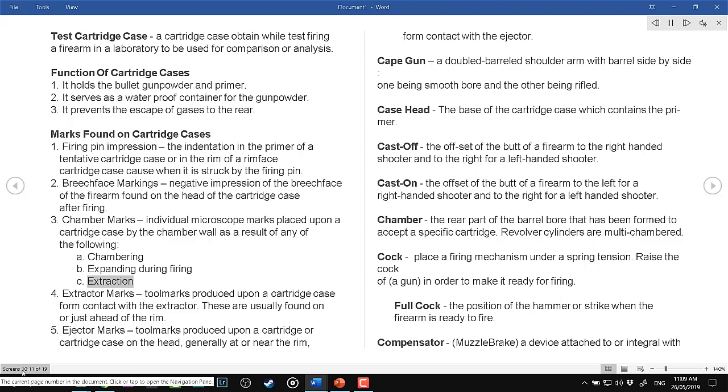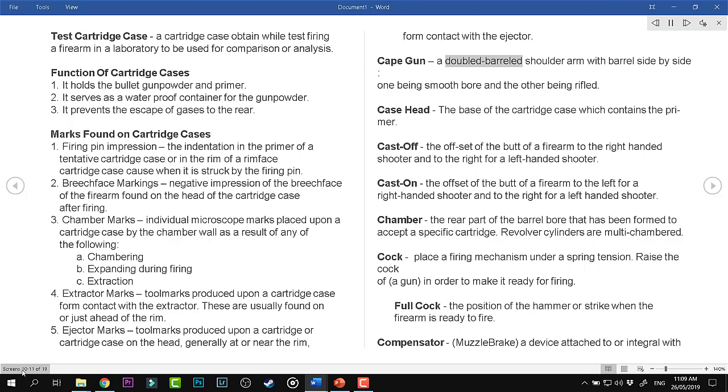C. Extraction. 4. Extractor marks, tool marks produced upon a cartridge case from contact with the extractor. These are usually found on or just ahead of the rim. 5. Ejector marks, tool marks produced upon a cartridge or cartridge case on the head, generally at or near the rim, from contact with the ejector.